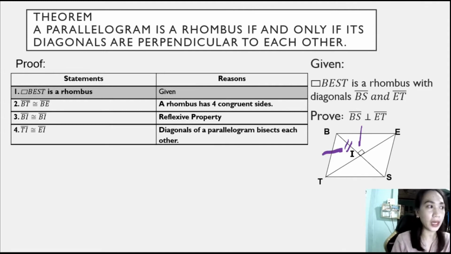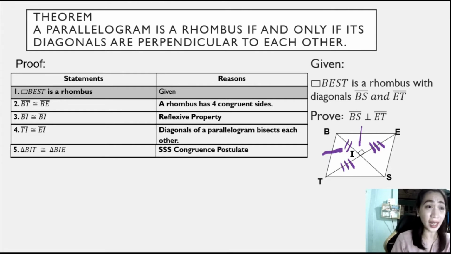Next, you have TI is congruent to EI because the diagonals of a parallelogram bisect each other. So since they bisect each other, this segment is congruent to this segment. Okay? So therefore, you have the triangle BIT. This triangle is congruent to the triangle BIE. So for the reason, you have SSS Congruence Postulate.